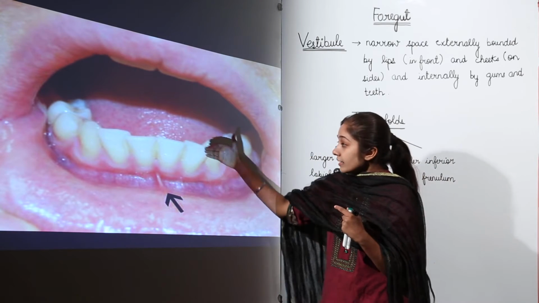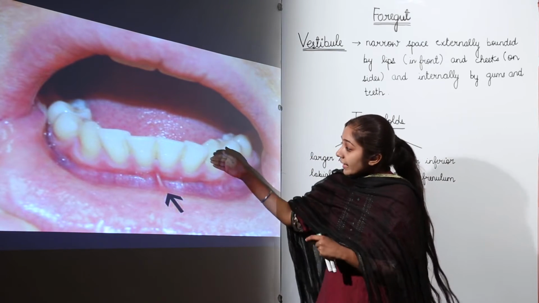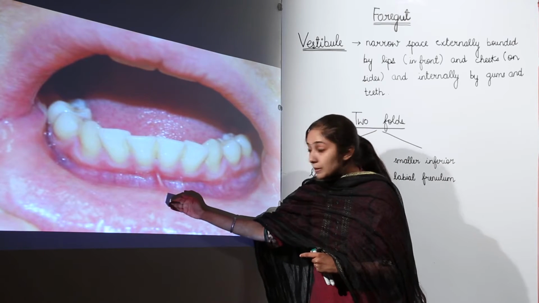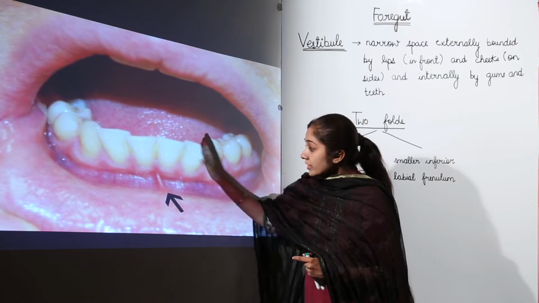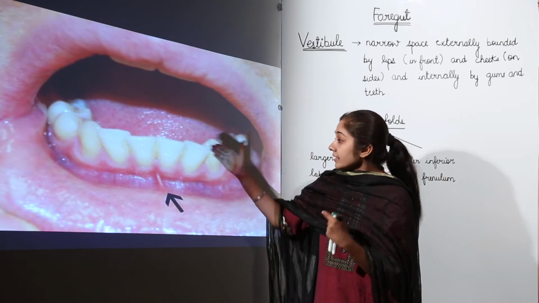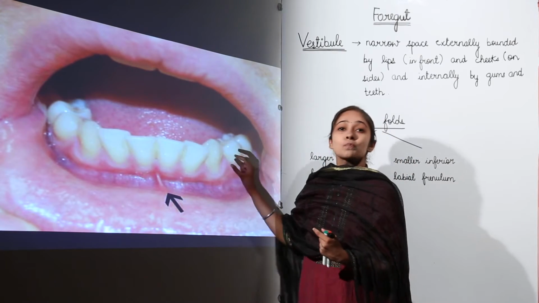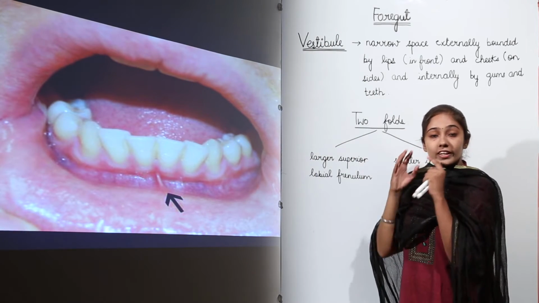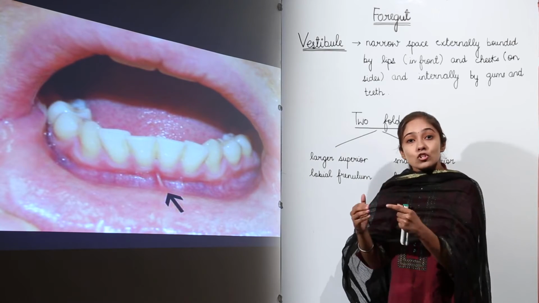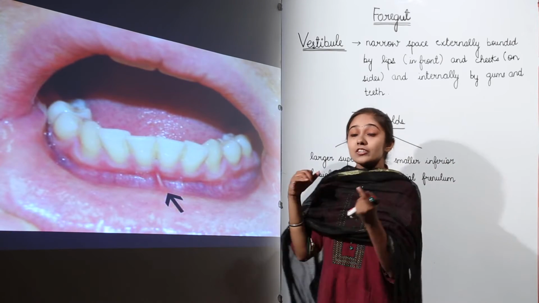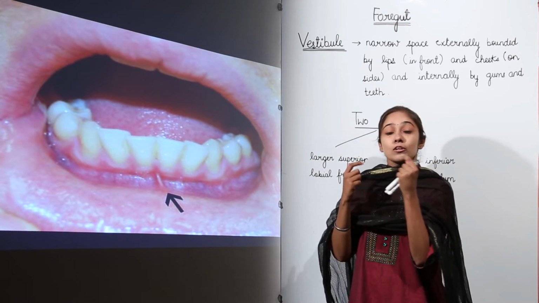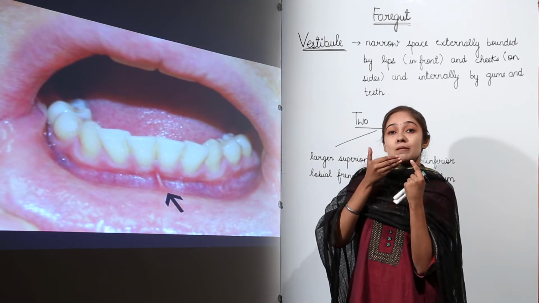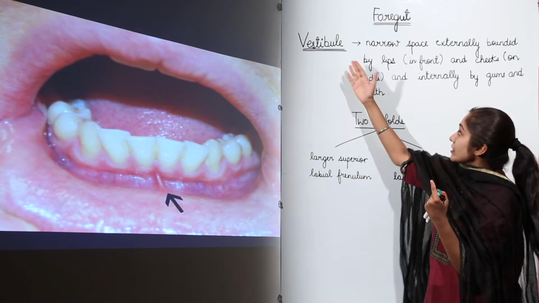When you look internally in the mouth, the space between the teeth, gums and the lips, between this portion and this portion, between the lips and the teeth and the gum, that narrow space is known as what? It is known as vestibule. So don't forget what is vestibule. You can just see in your mouth also that the space between your lips and the teeth and gums is known as vestibule.